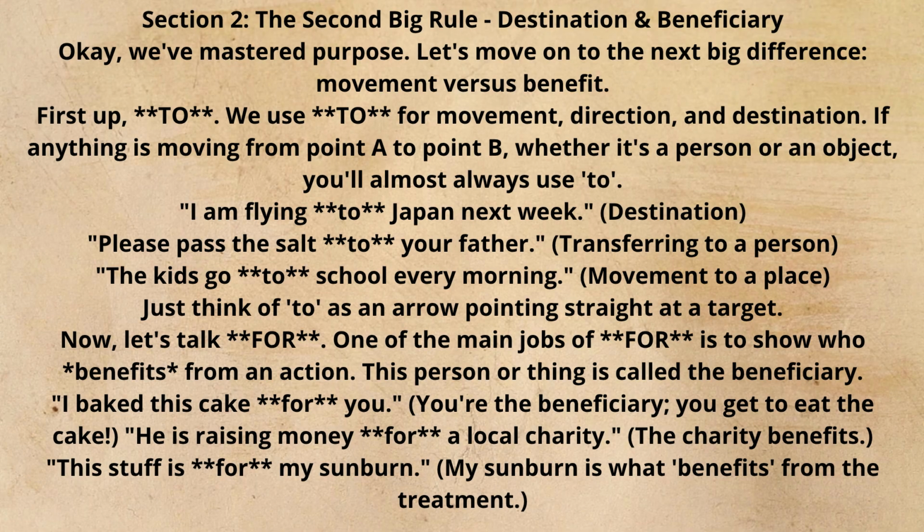Section 2. The second big rule, destination and beneficiary. Okay, we've mastered purpose. Let's move on to the next big difference, movement versus benefit. First up, to. We use to for movement, direction, and destination.